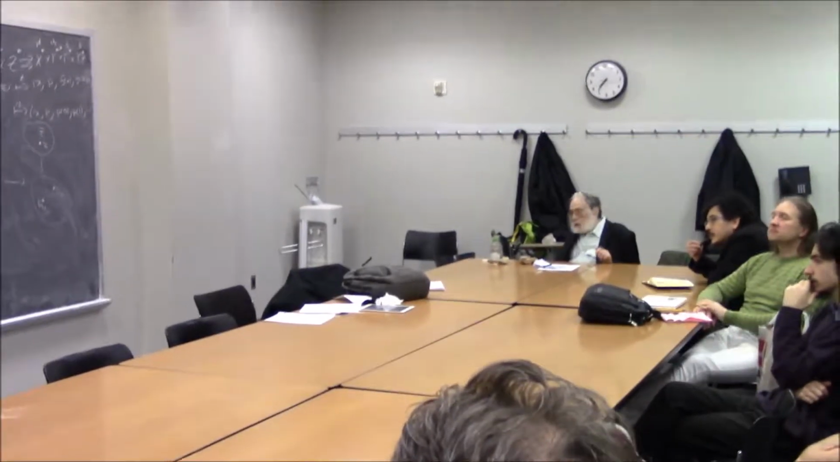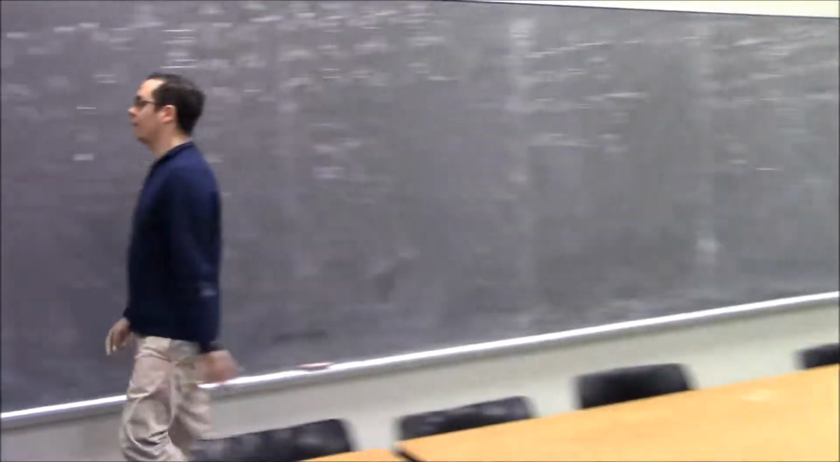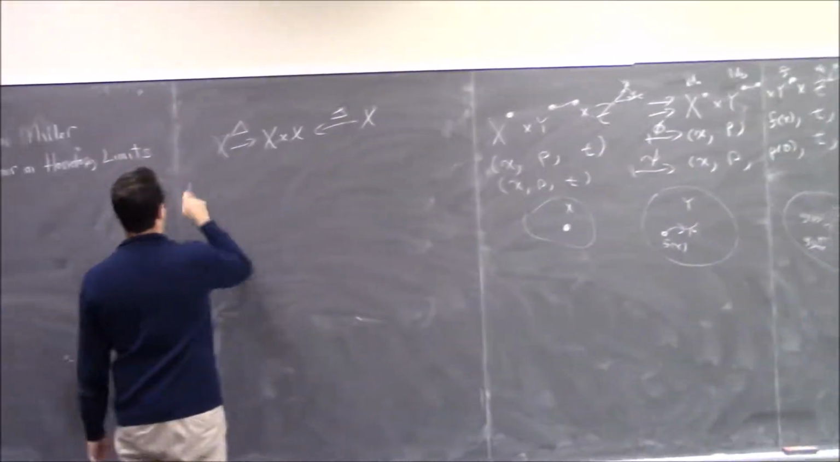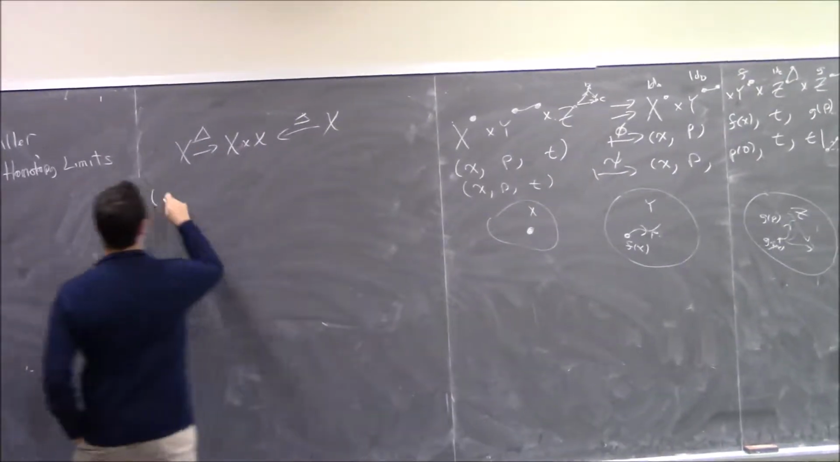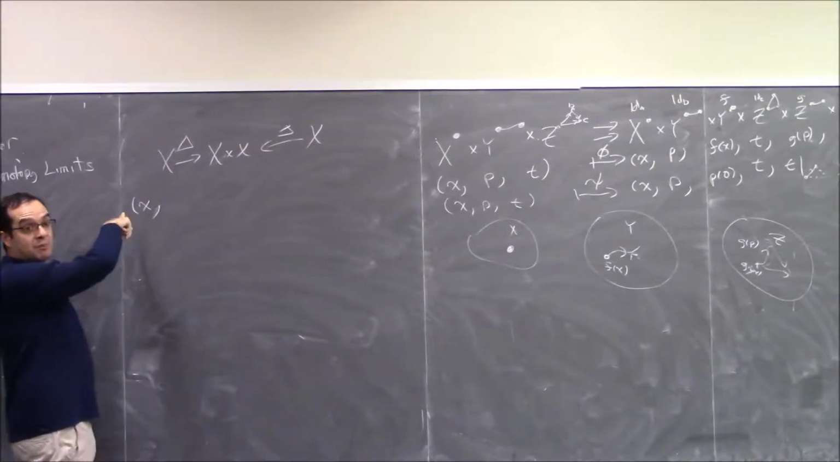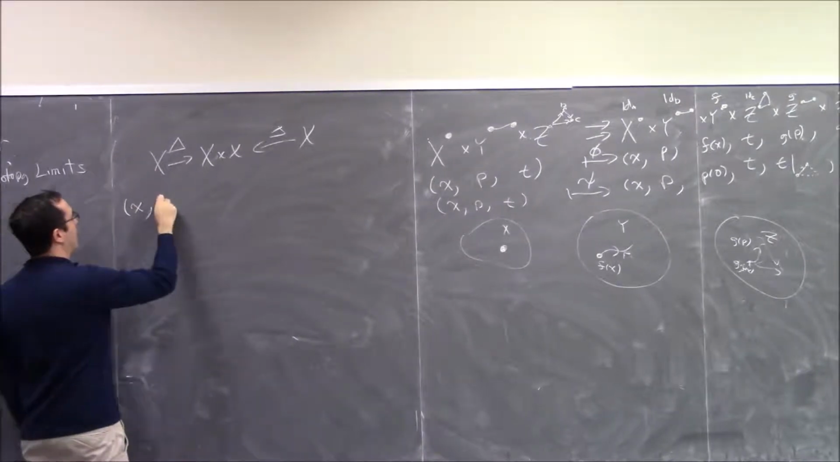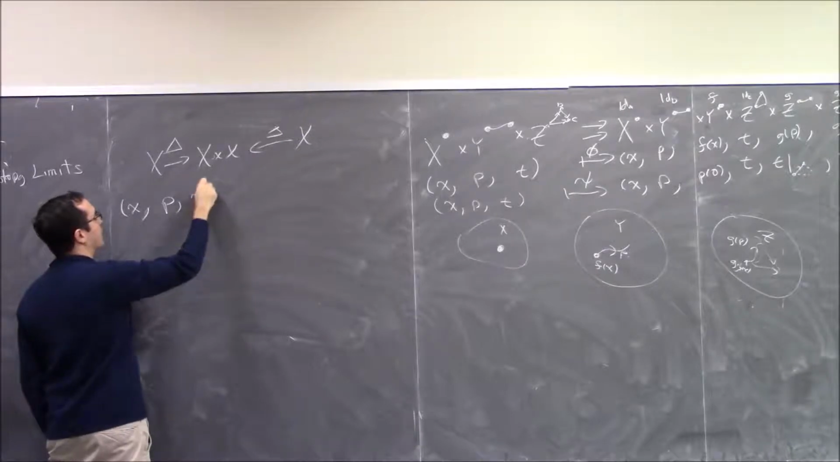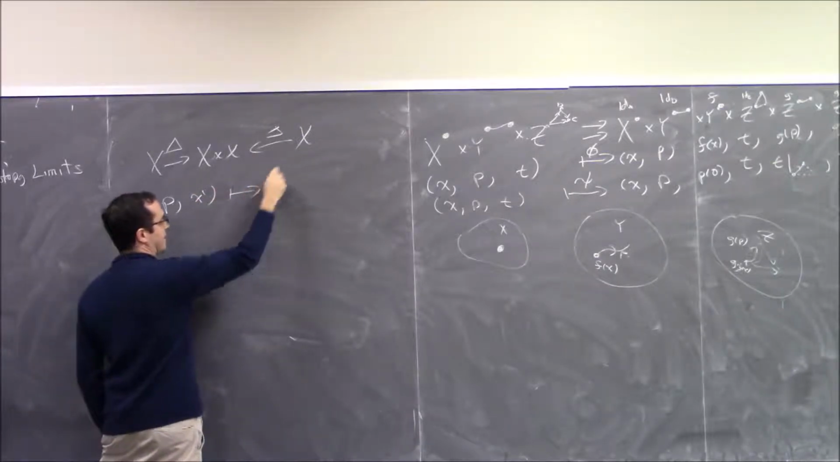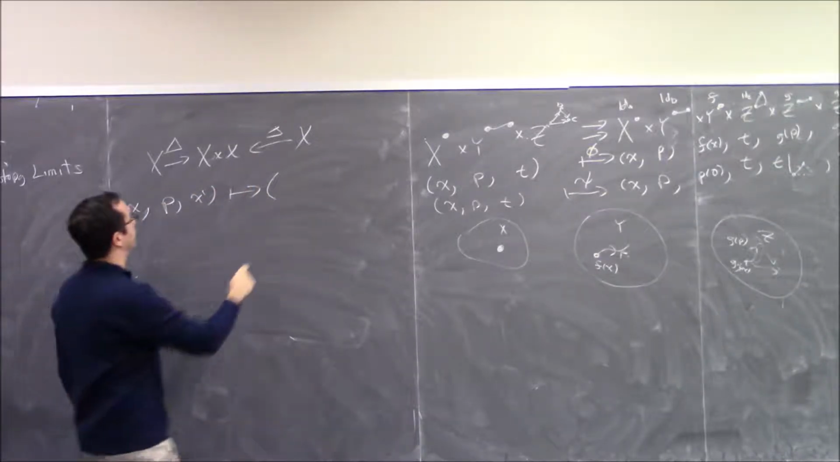But anyway, suppose we were looking at the diagonal map into x cross x both ways. Yeah, that's interesting. So I have a point x in x, a path in x cross x, and another point in x, and we're sending it across.